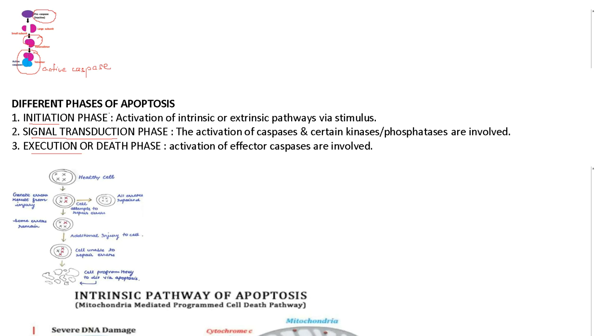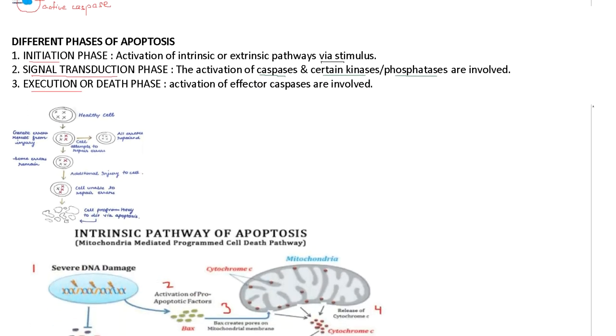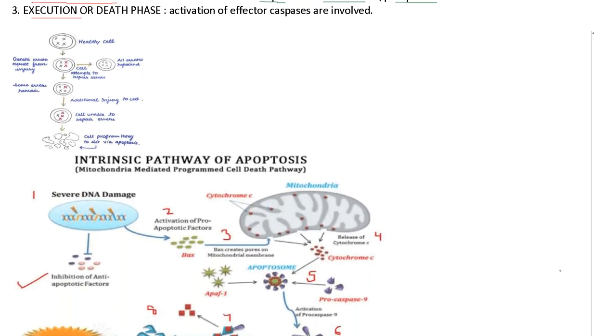So in the initiation phase, what happens? The intrinsic or extrinsic pathways are activated by a stimulus. In the signal transduction phase, there is activation of caspases and certain kinases and phosphatases are involved. Execution is where effector caspases are involved. So initiation, transduction and execution are there.